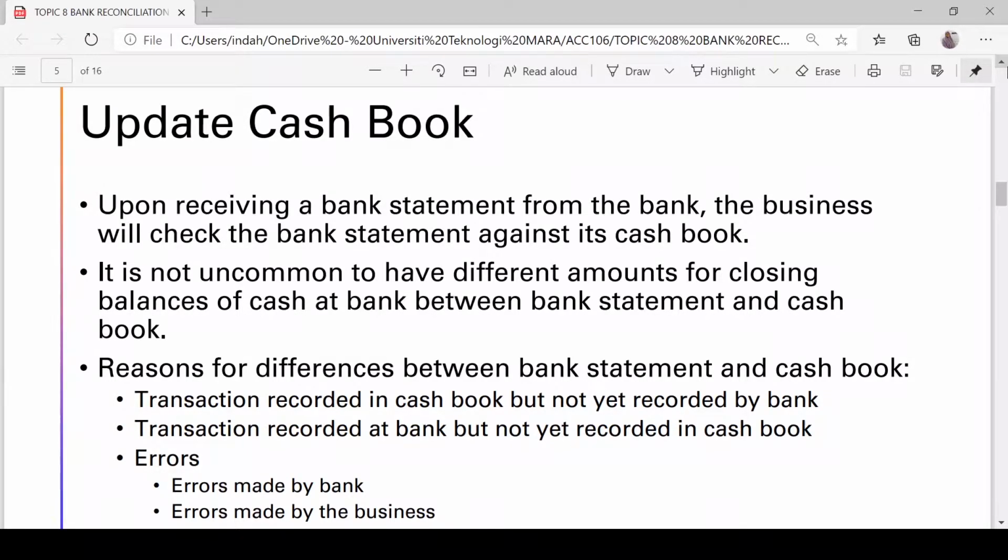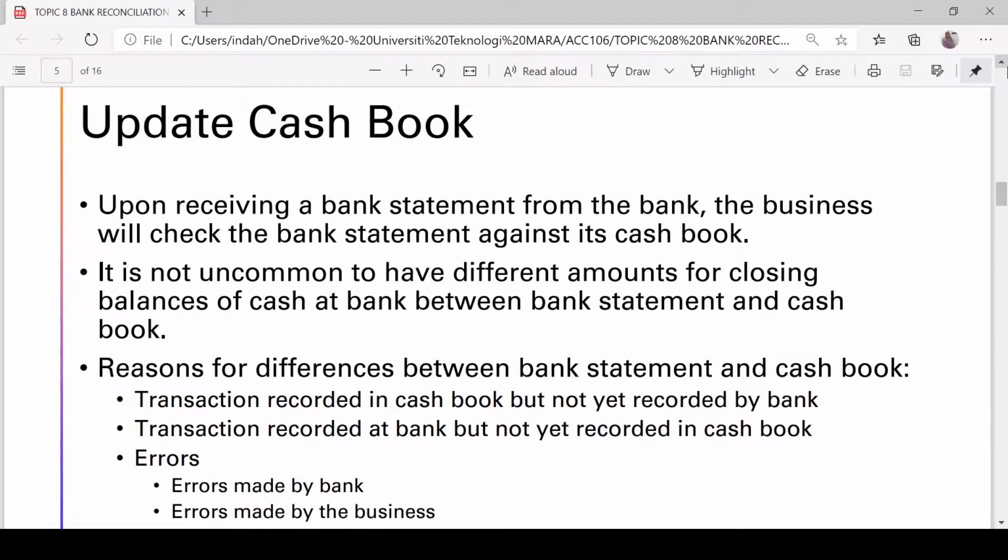So what are the reasons for the differences between the bank statement and the cash book? One of the reasons is a transaction recorded in the cash book. When you write a check, for example, making a payment to an account payable using check, you record the transaction. But the check is not yet recorded by the bank.